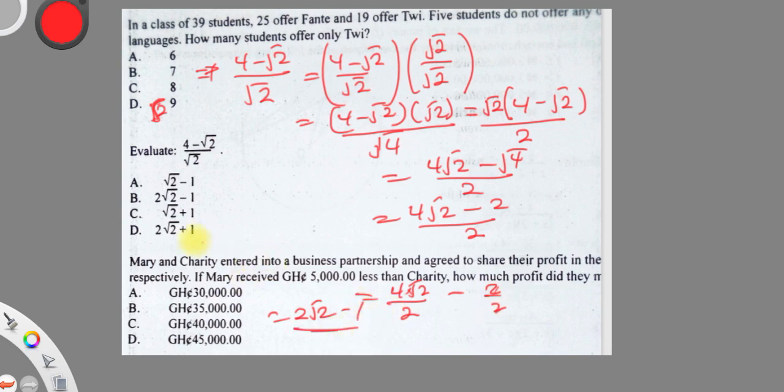Okay. So the answer is 2 root 2 minus 1. Which is this? The answer is what? B. Hope guys are enjoying this.